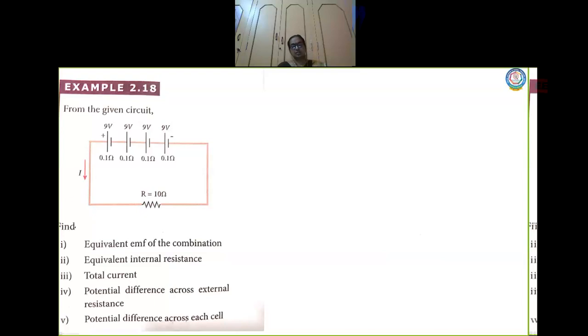So what is the question? You have to find out the equivalent EMF of the combination. So the first question is you have to find out psi equivalent. So psi equivalent is what? n times the psi of each cell. So how many cells are there? 4. 4 into what is the EMF of each cell? It is 9. So it is 4 into 9, which is 36 volt, which is the equivalent, right?